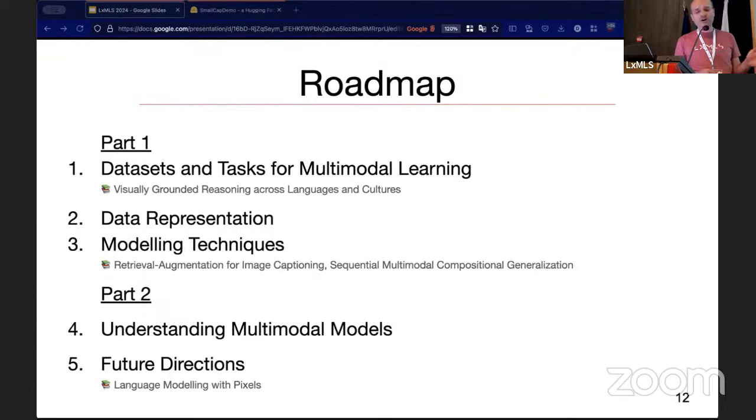So in part one, we're going to cover datasets and tasks, since datasets and tasks are at the core of learning from data. And particularly thinking about large language models in the future, I think this is only going to become more important. We'll talk about data representation, and then we'll talk about modeling techniques. And if everything goes to plan, by the time we reach the break, we will have finished the third section of part one. But I think this is unlikely, so we'll figure it out.